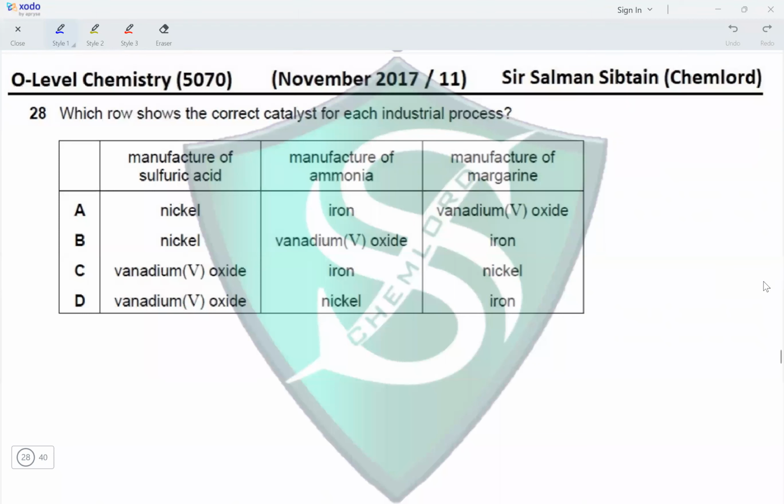Question 28. Which row shows the correct catalyst for each industrial process? Manufacture of sulfuric acid requires vanadium 5 oxide, eliminating options A and B. Manufacture of ammonia requires iron, eliminating option D. And manufacture of margarine requires nickel. All three catalysts are correct in option C, making C the correct option for this question.